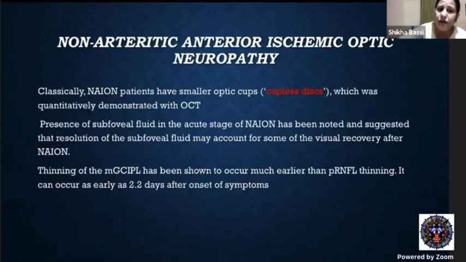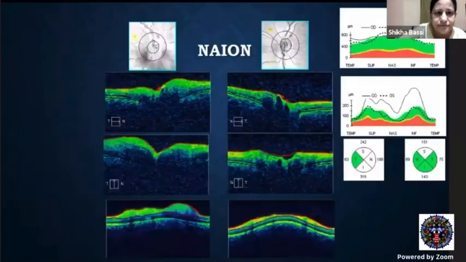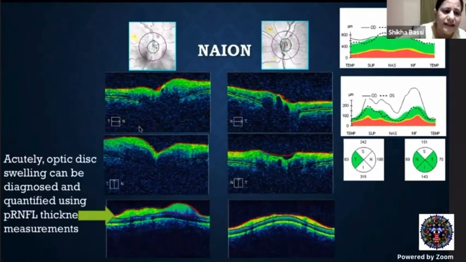The thinning of the MGC-IPL layer occurs fastest after the ischemic insult to the optic nerve. It occurs almost 2 days after the onset of symptoms. So this is much faster than the 2 weeks that we noticed in inflammation, that is during optic neuritis. Now, if a patient has an acute attack of NAION, we can see the swelling, diagnose it, and quantify it in the PRNFL thickness measurements.